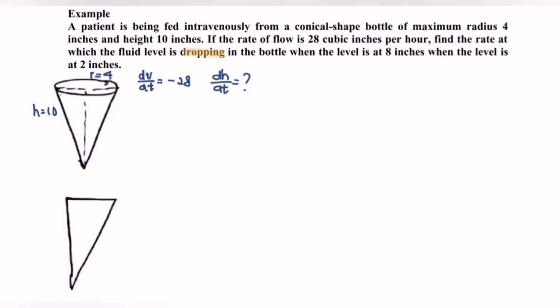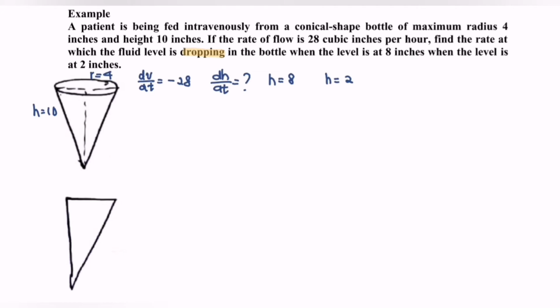In the bottle, when the level is at 8 inches means that H is equal to 8. When the level is at 2 inches, H is equal to 2. So now we have two situations: when H is equal to 8 and H is equal to 2. So first, extract the info.